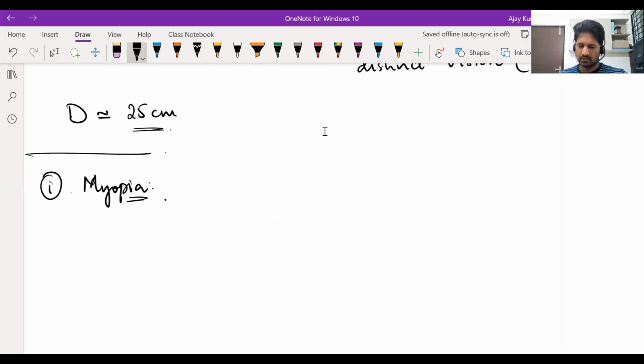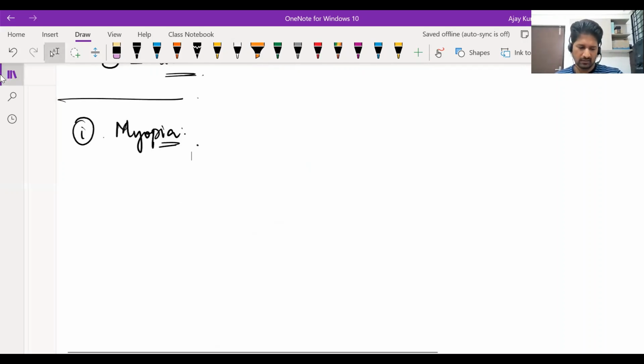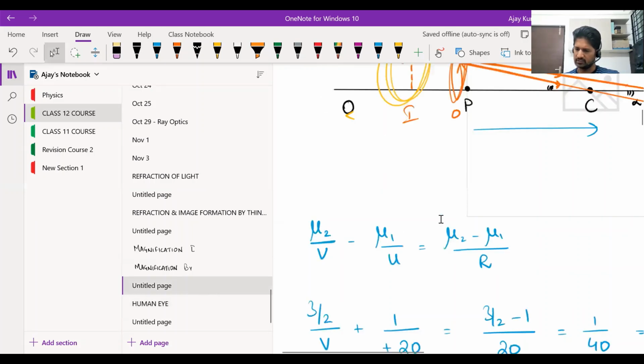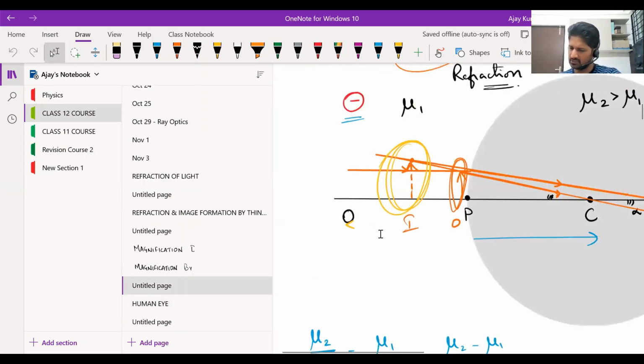Fine. Now see, the eye lens is a convex lens, and because it is denser, we can call it a converging lens. Let me take an image of a converging lens.